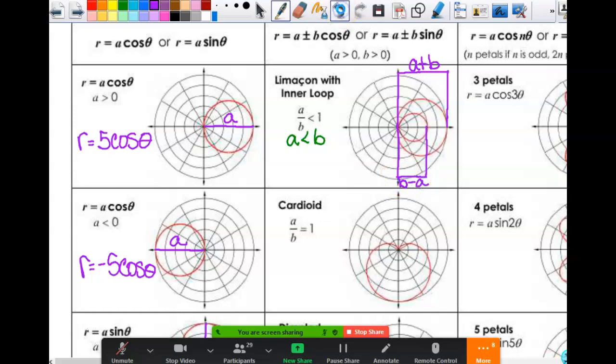Okay, cannot see what I wrote there. Hang on just a second. There we go. B minus A.